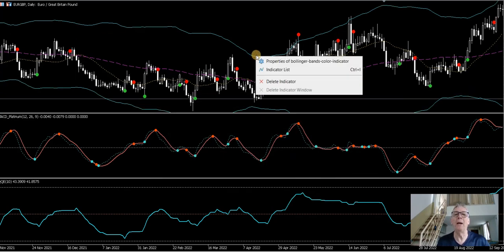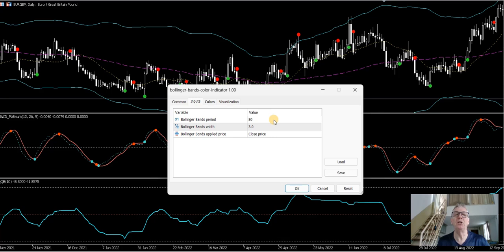This is the Bollinger Band. This is the big one. I've mentioned this in my 4th book, and this is what I use for this sort of trading. Bollinger Band period, it's 80. Bollinger Band width is 3.0. I'm not even sure what that means.